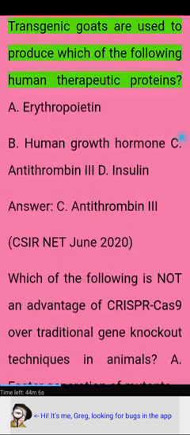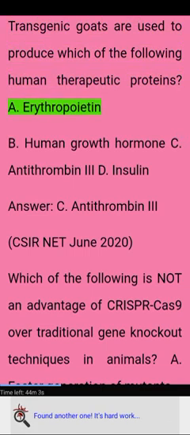CSIR NET Dec 2018. Transgenic goats are used to produce which of the following human therapeutic proteins? A. Erythropoietin. B. Human growth hormone. C. Antithrombin III. D. Insulin. Answer: C. Antithrombin III.